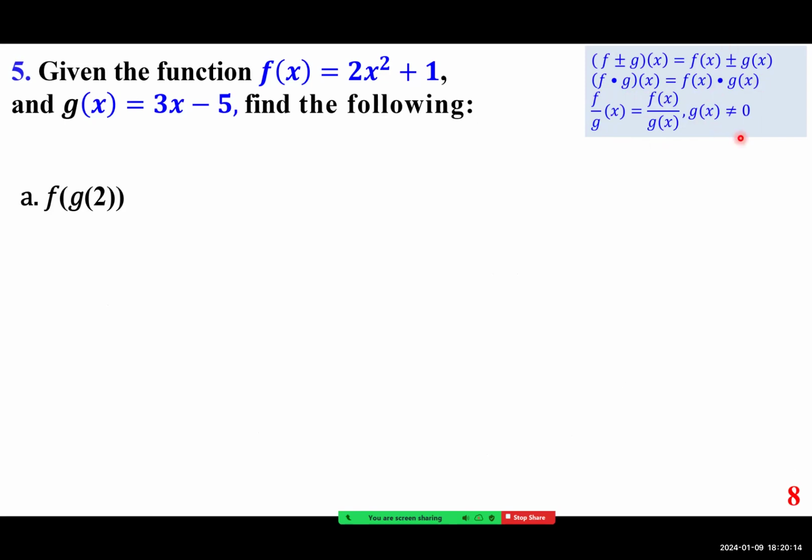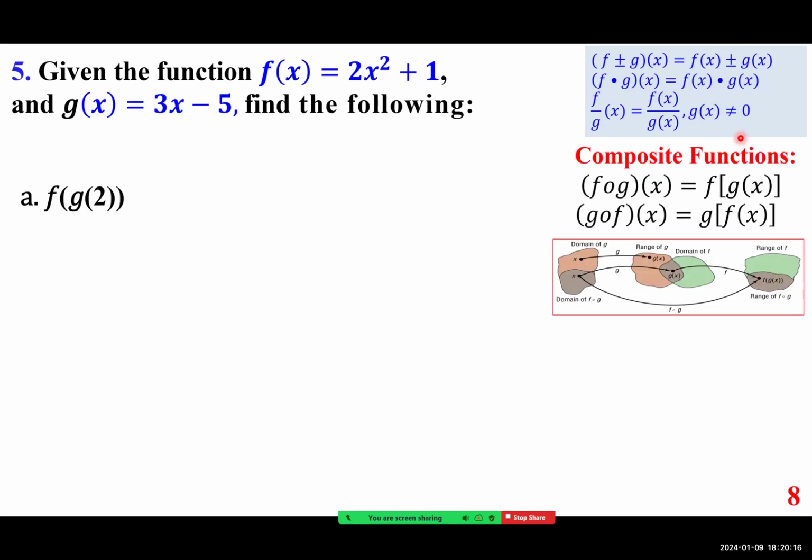Those are operations. Also, we have a composite function. f of g by definition means f of g of x. g of f of x means g of f of x. And so if this is f, and this is g, this is the domain of f, okay? So we have f o g, domain of f o g, range of f o g.